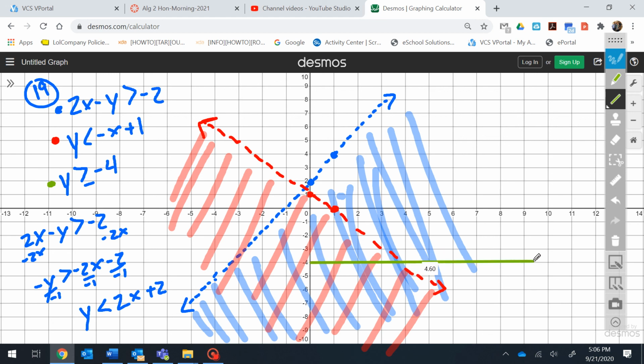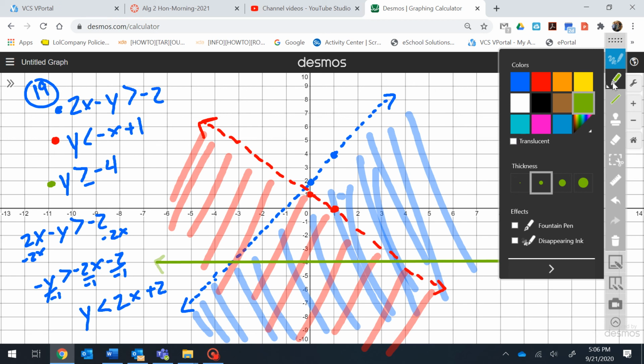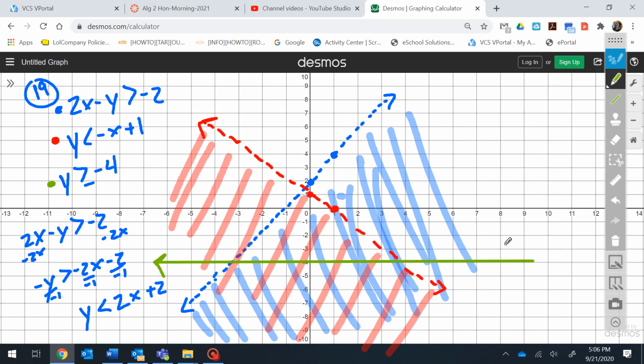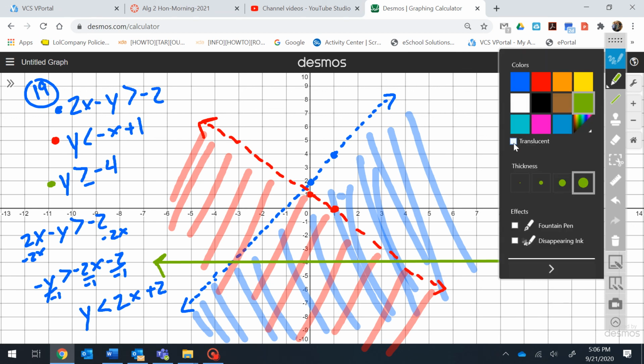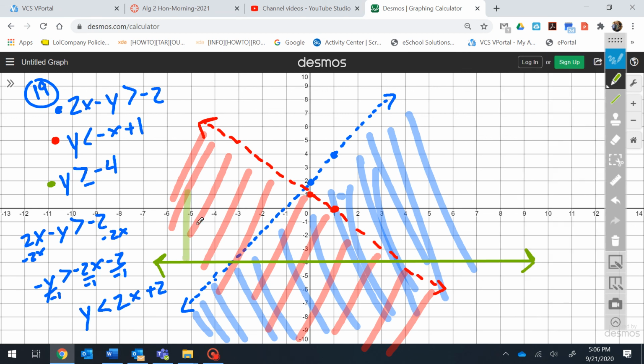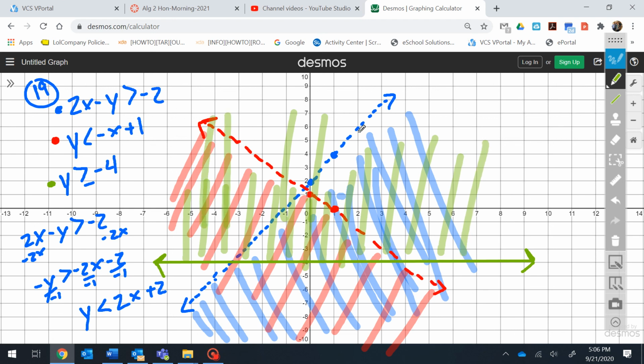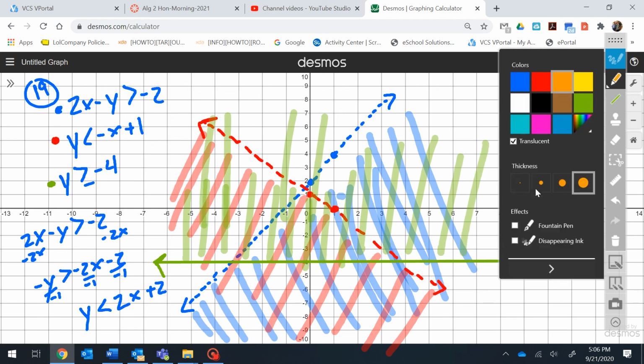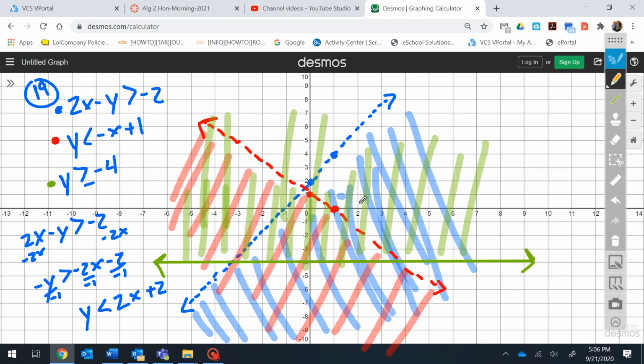So negative 4. Alright, so it's my green line here, and it is shaded above, like so. I'm looking for where the blue, the red, and the green overlap, and I'm going to shade it in so that you can see it. It's a little bit hard to see, but it is. I'm going to shade it in orange.